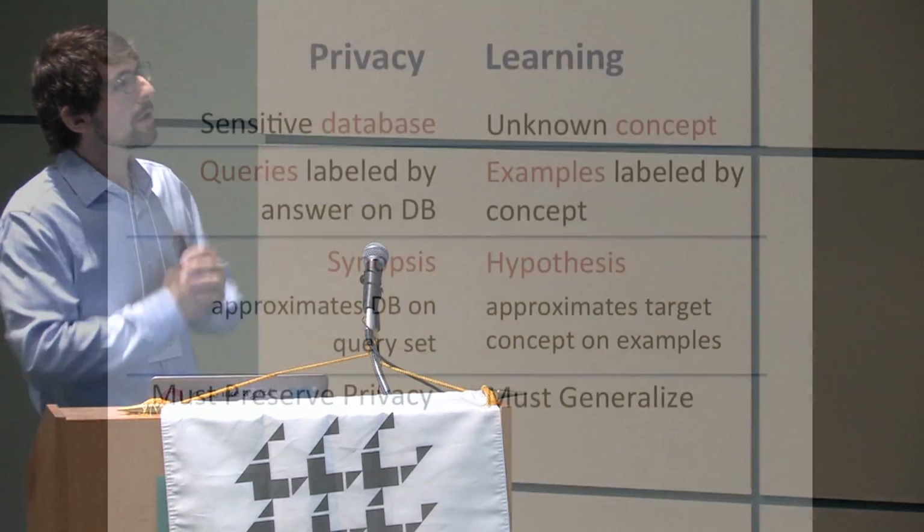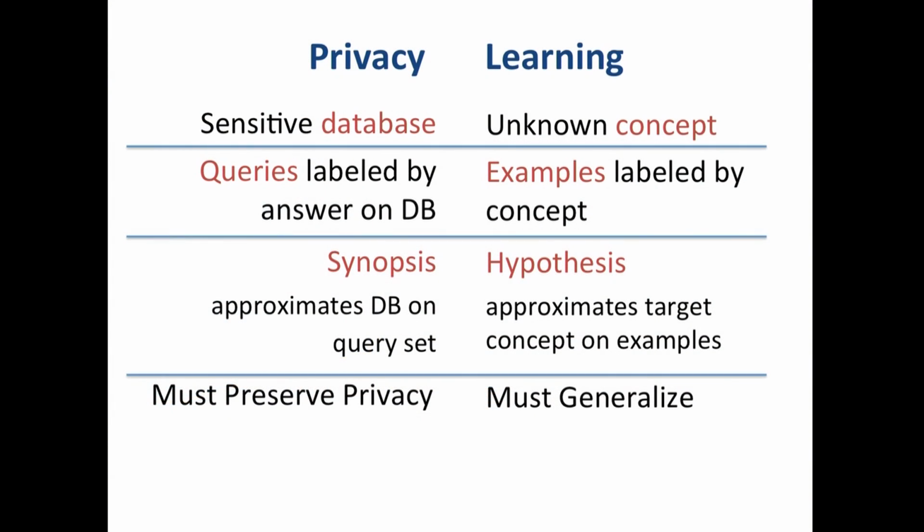There's the following analogy. In privacy, we have a sensitive database. It sort of corresponds to the unknown concept in learning theory because we can't access it freely. It's sensitive. We can't just go and do whatever we want with it. In the same way that in learning theory, you can't just access the unknown concept arbitrarily. Your access to it is very restricted.